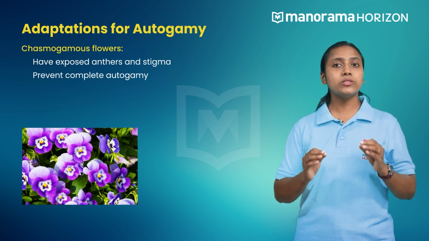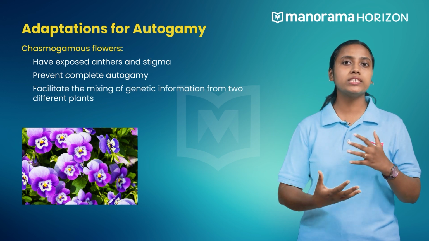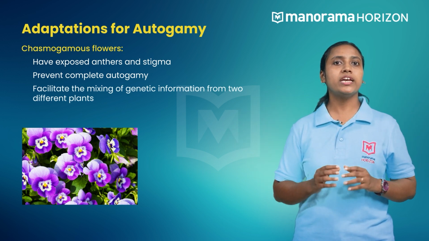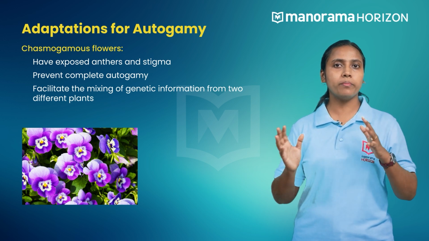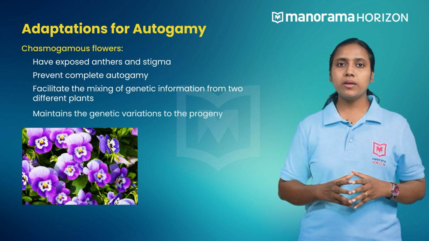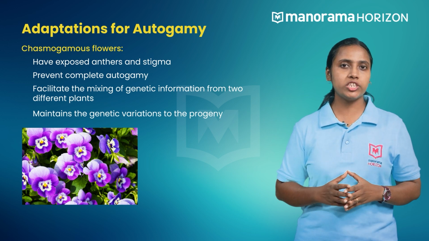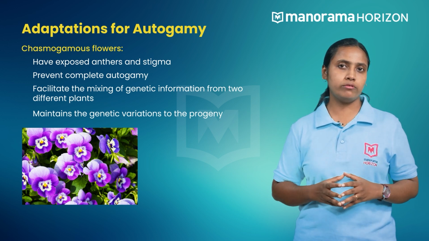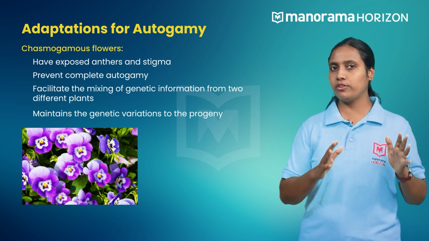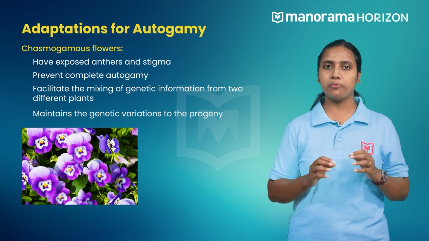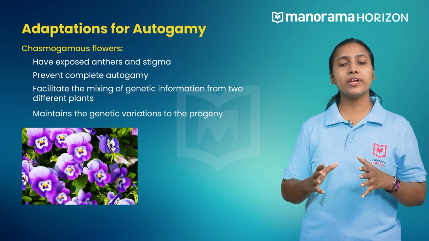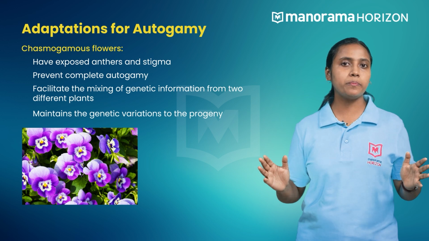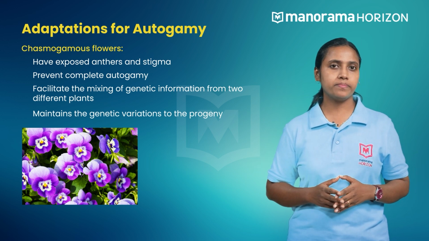So, chasmogamous flowers facilitate the mixing of genetic information from two different plants if the pollen grains come from a different flower. This mixing maintains the genetic variations in the plant, which in turn is required for evolution. We'll not discuss evolution in detail here. However, you should know that the presence of genetic variation is required for maintaining the species on Earth.